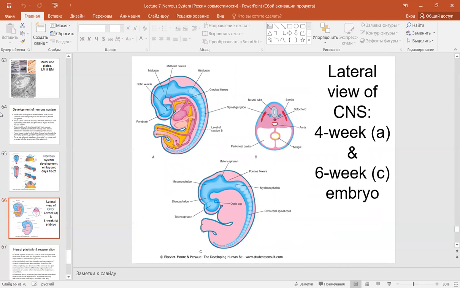And here is a lateral view of the central nervous system at week 4 and week 6 of embryonic development, including forebrain, midbrain, hindbrain, and the spinal ganglion and spinal cord development. Here you have the telencephalon, diencephalon, mesencephalon, metencephalon, pontine flexure, myelencephalon, and the primordial spinal cord developing.